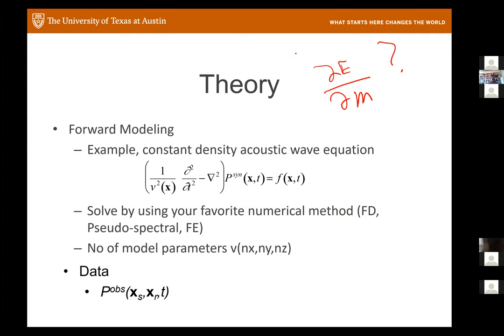How do you compute the gradient? That's a very difficult proposition, because computing the gradient using finite differences would be impossible if you have a large number of parameters. So it turns out that there is an easier approach, which is called the adjoint state approach. I will simply touch upon the theory and focus more on how it's done. So here I have my constant density acoustic wave equation, which gives us the synthetic data. And I have my observed data here.